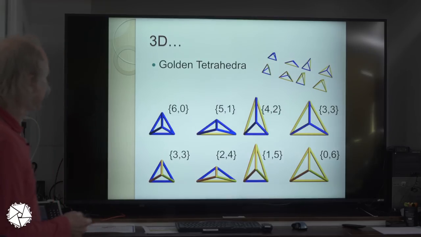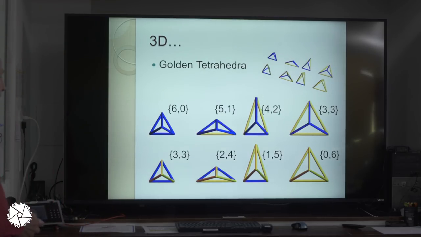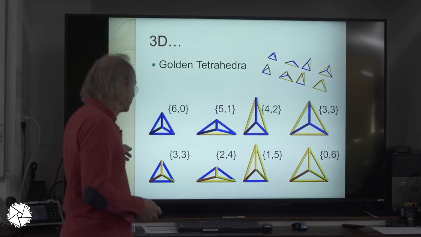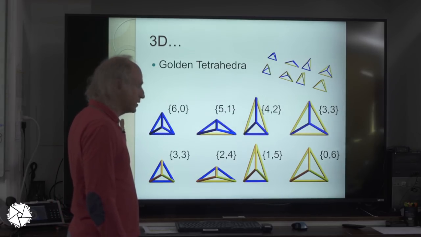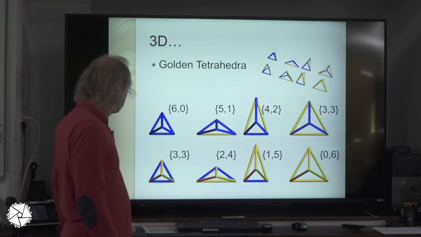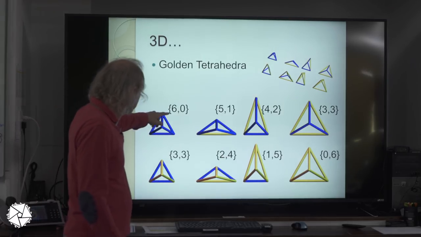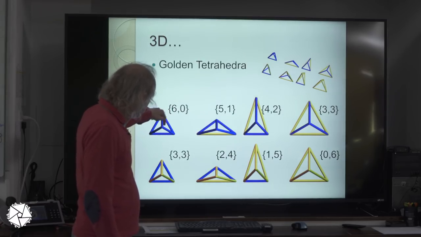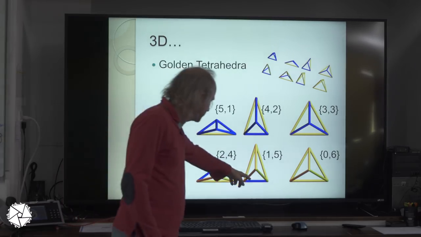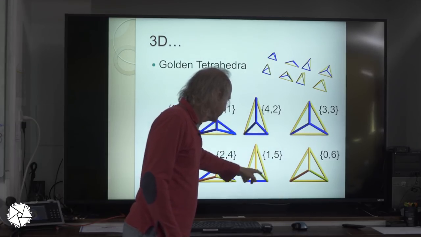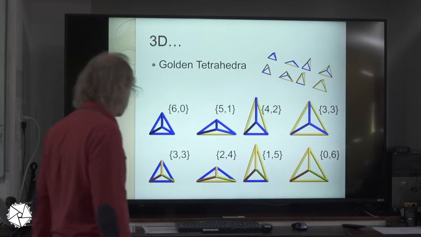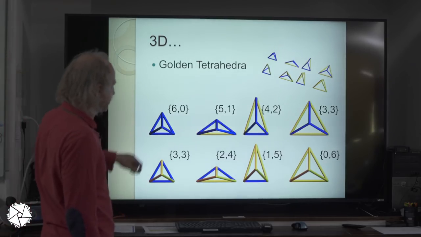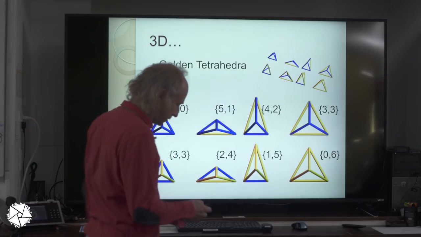And then we see the golden tetrahedra. And naturally, for the silver, there are far fewer. So let's see these 8 golden tetrahedra. It's just clear. The notation is 6 small, 0 large. For example, this one has 1 blue small, 5 golden. So this is quite obvious. This is an orthographic projection, and this is a perspective one.